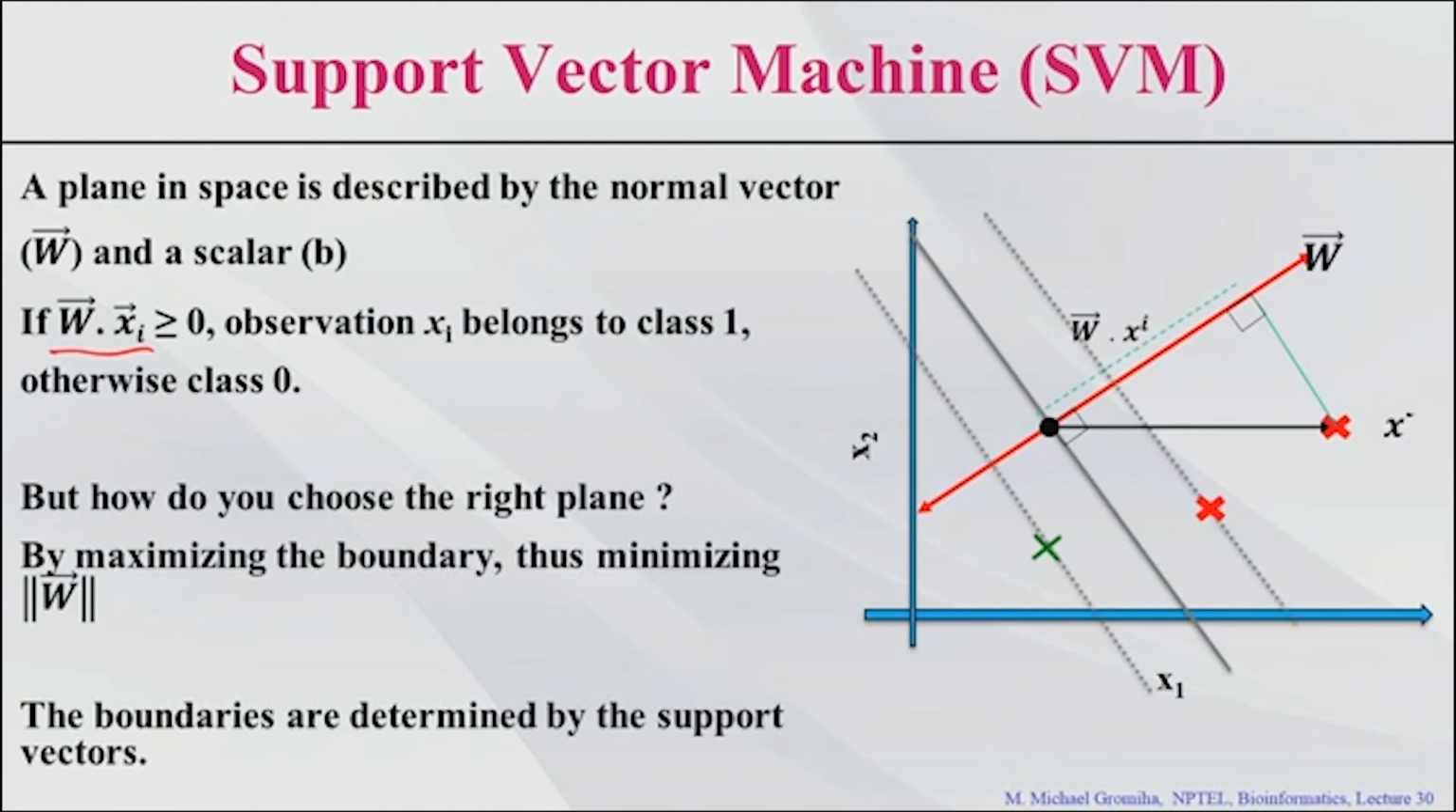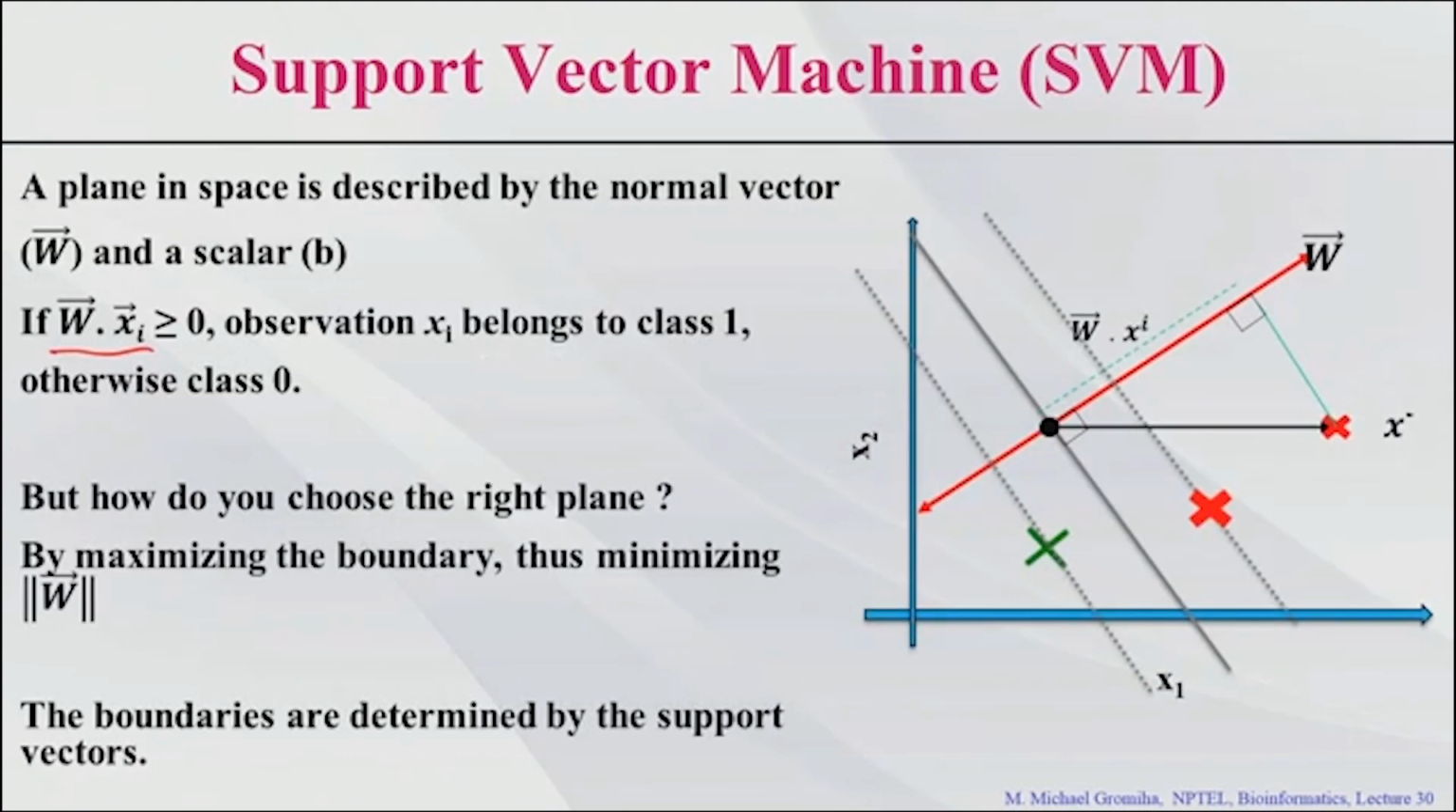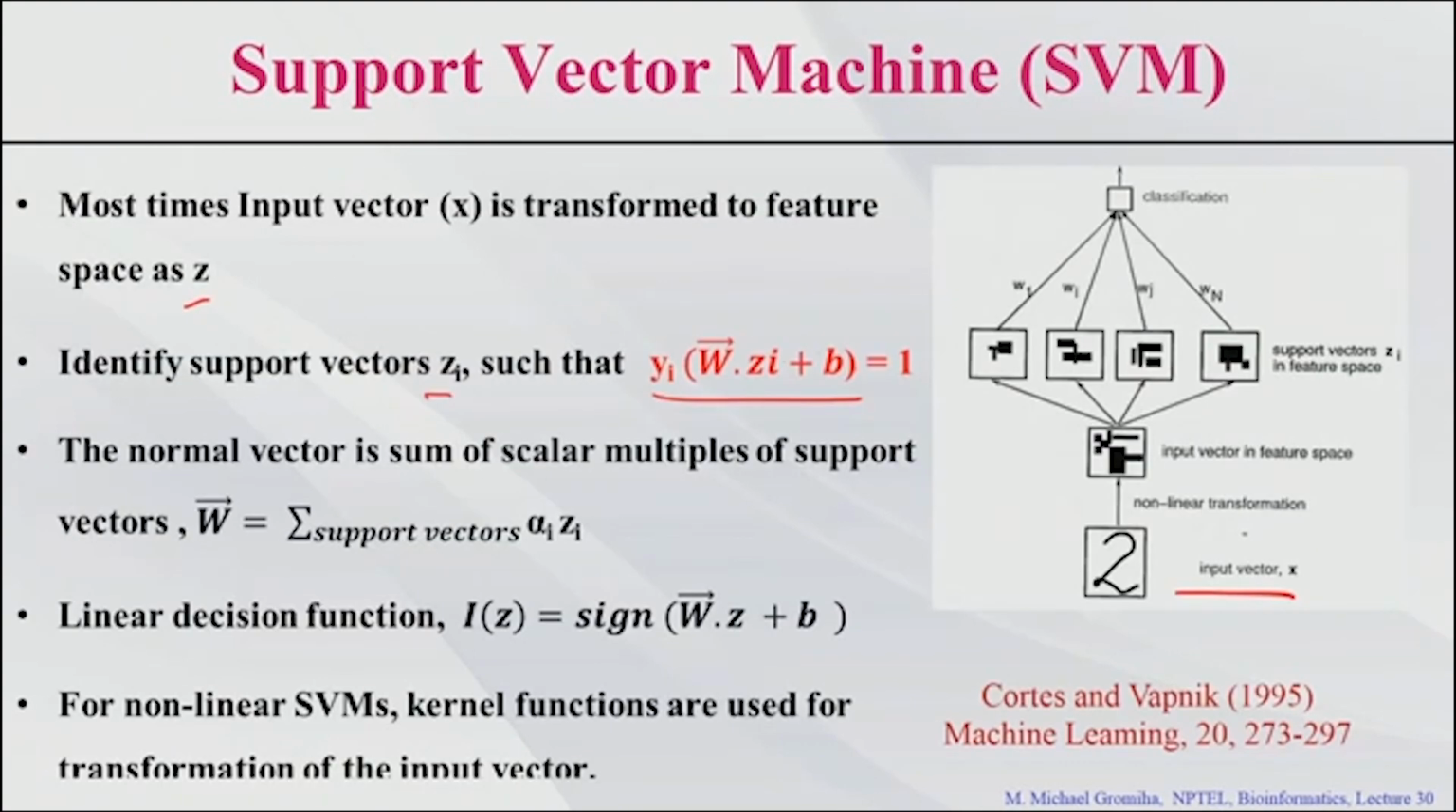How to define the boundaries? You can see the support vectors. The support vectors will help to determine and assign these boundaries. In this case you can define this hyperplane. So, how does it work? For example, many times the input vector is here, and this is transformed to a feature space like Z space. Then you can identify the support vectors of the Zi in such a way that yi of w dot zi, this is your support vectors, plus b, a constant, is equal to 1. So, if you define the support vectors such that yi of w dot zi, the dot product, plus b equals 1.